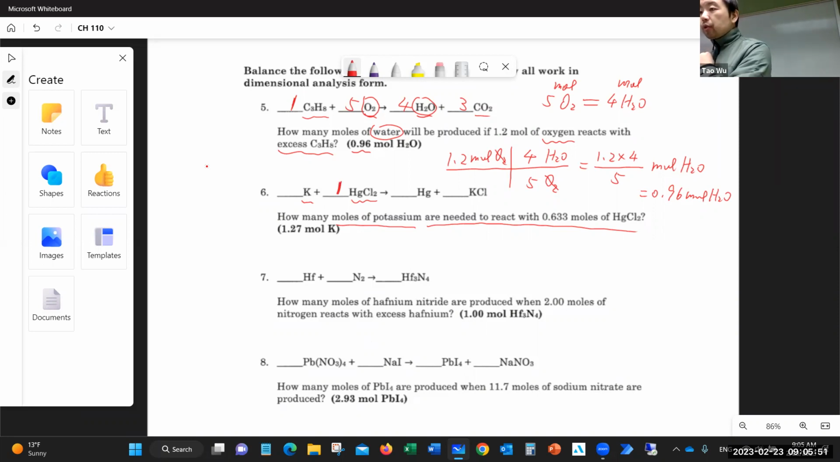That means we're going to put a 1 in front of mercury and put a 2 for the potassium chloride, because we have two chloride ions. So put a 2 up there. And then you can see, okay, we're going to put a 2 for the potassium. Then this equation is balanced.